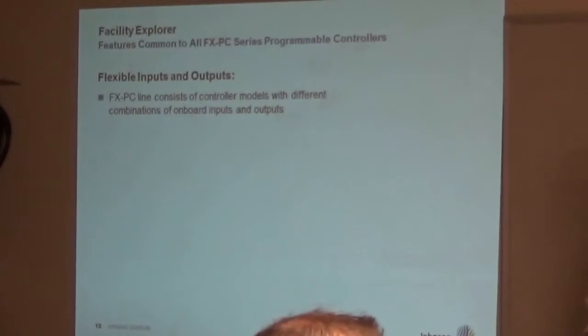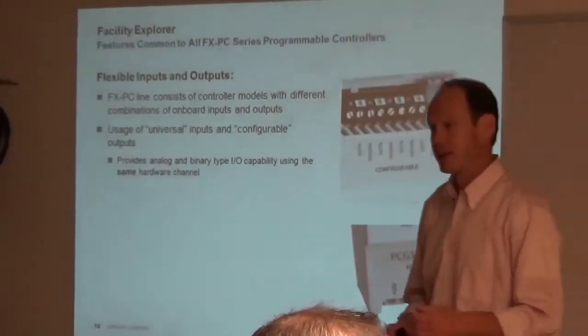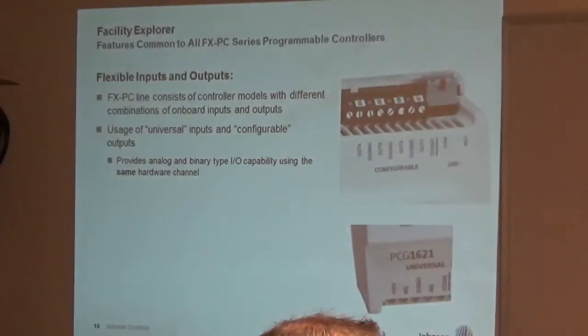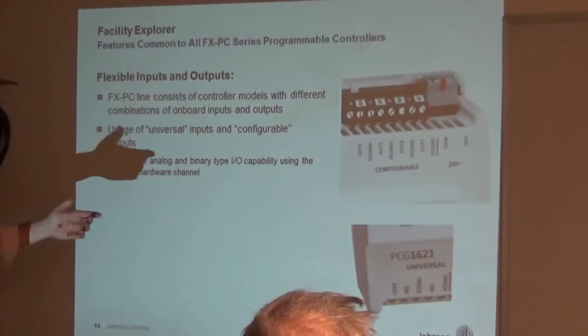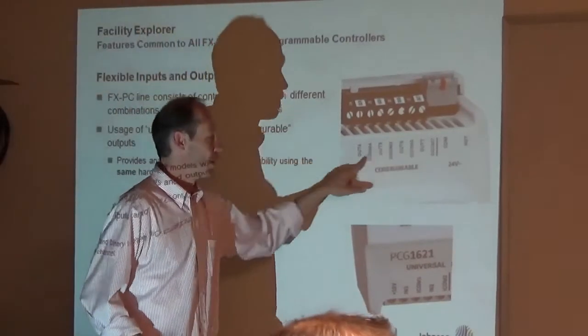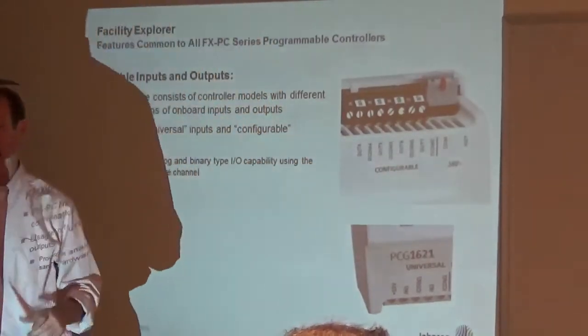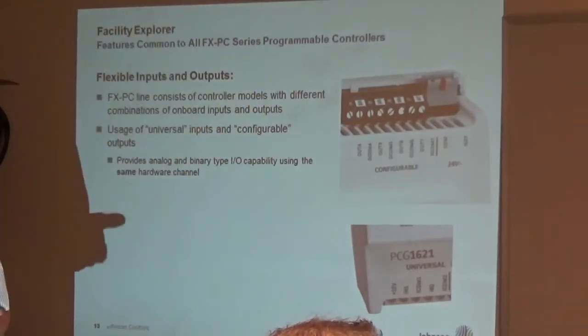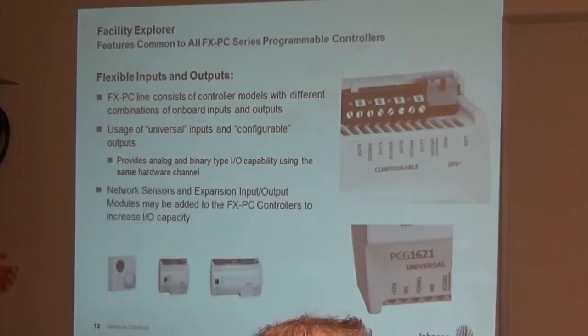We've got flexible inputs and outputs. Once upon a time, we were great at going, guess what? This controller has five analog inputs, four binary inputs, three analog outputs, four binary outputs. Now I've got two more configurable ones. So the outputs, if you look at them, are like this. You can make it an analog output or a binary output. You can make it an analog input or a binary input, right? They're configurable, right? So you do that to all of them.